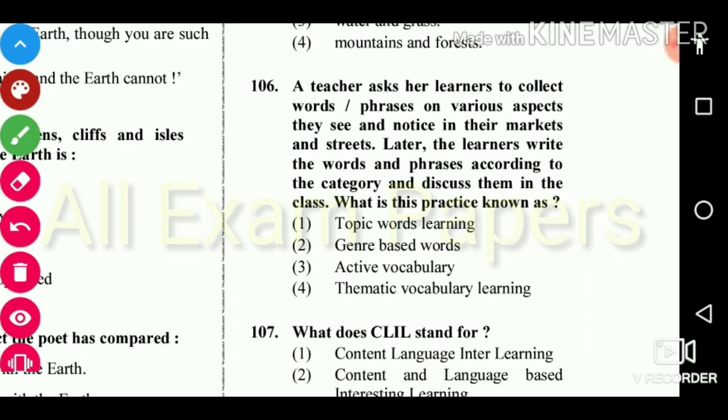Today we are discussing some English questions, English pedagogy questions. So let's start.